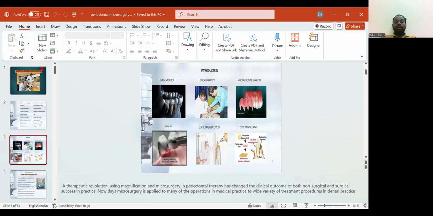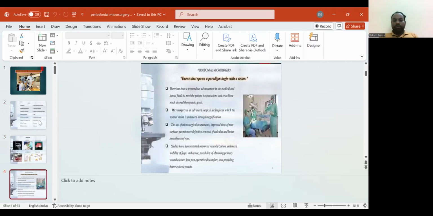Periodontal microsurgery is a therapeutic revolution using magnification and microsurgery in periodontal therapy, which has changed the clinical outcome of both non-surgical and surgical success in practice. These are the events that spawn a paradigm, which begins with a vision.